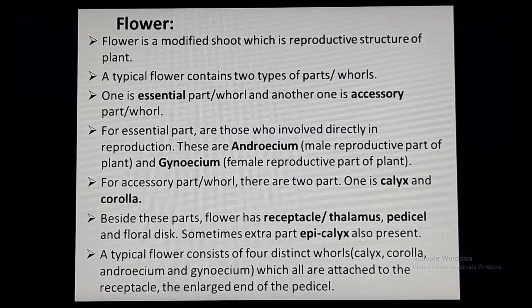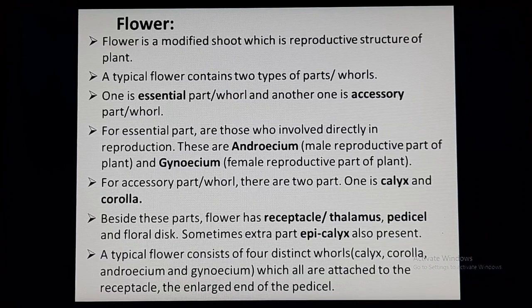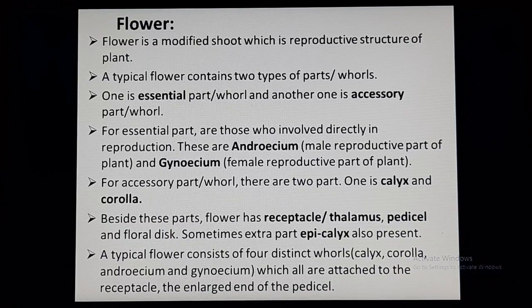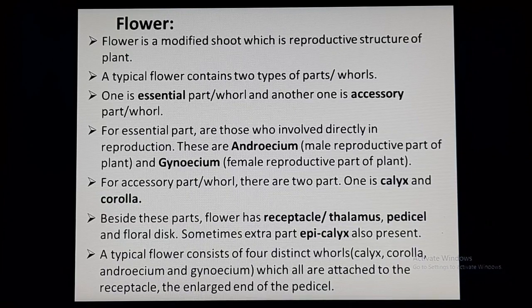Next, the last point for the flower is very important. Just look at the slide and make sure you understand that a typical flower consists of four distinct whorls. So how many distinct whorls are present in the flower? There are four: calyx, corolla, androecium, and gynoecium, which are all attached to the receptacle. The receptacle, that means thalamus, is an enlarged end of the pedicel. So the pedicel ends in an enlarged portion called thalamus or receptacle, and this contains the four distinct whorls.